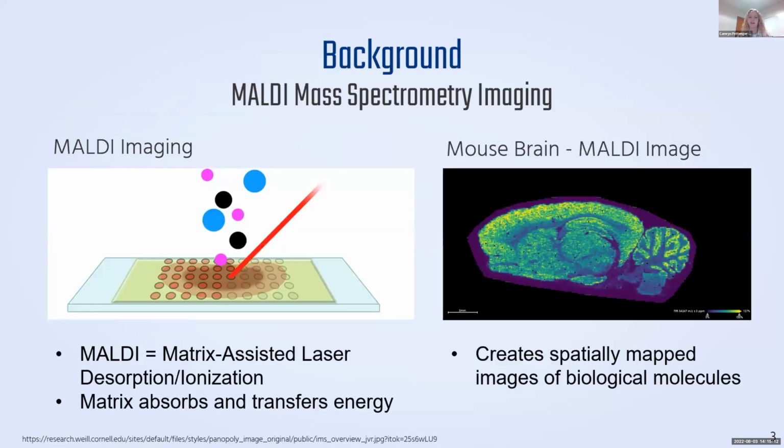Now, to talk a little bit more specifically about MALDI imaging, MALDI imaging is a type of mass spectrometry that just differs in the ionization source. So MALDI stands for matrix-assisted laser desorption ionization, which basically just means that there's a laser that is fired at the surface of the tissue that helps to break off small pieces of the sample and allow them to be analyzed. MALDI imaging also uses a matrix to help absorb and transfer energy. And it's a pretty cool technique because it allows you to create these spatially mapped images of biological molecules such as proteins, metabolites, lipids, and more. And you can see that in this mouse brain image here.